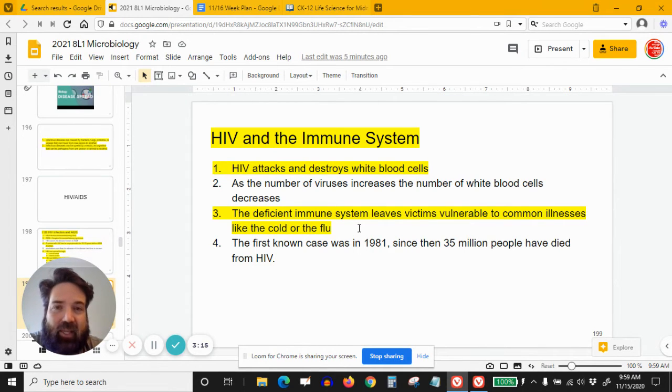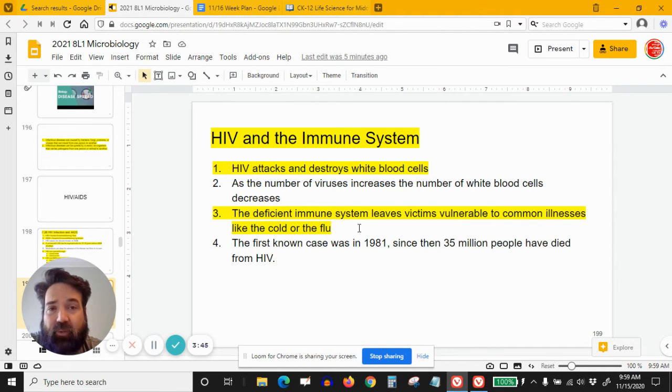Okay. But again, this is one of those viruses that can be in white blood cells for a very long time without going through that replication cycle where it starts killing the white blood cells. So again, it can be asymptomatic for 10, 15 years. A deficient immune system leaves the victims vulnerable to common illnesses like the cold or the flu.